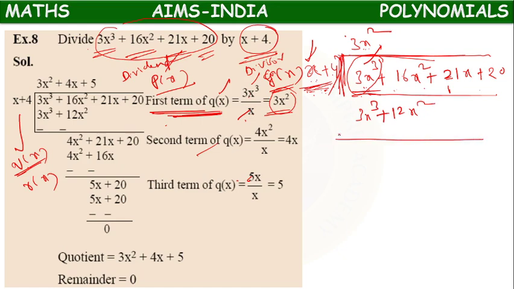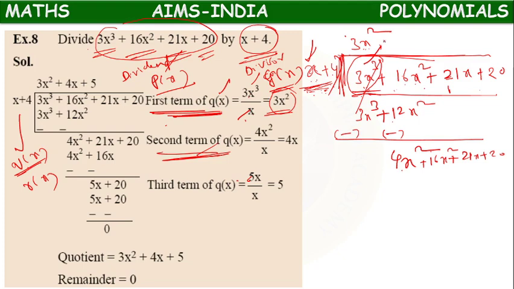Now, like normal division, we change the signs and subtract. 3x cube cancels. 16 minus 12 is 4x square. So now, for getting the second term of q of x, after 4x square, the remaining terms we can take down: 16x square plus 21x plus 20.